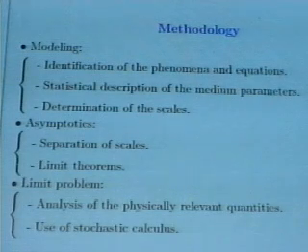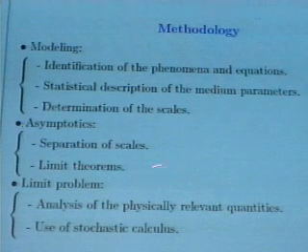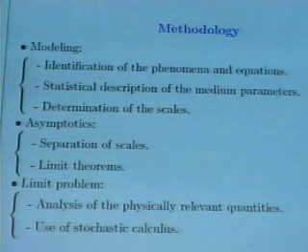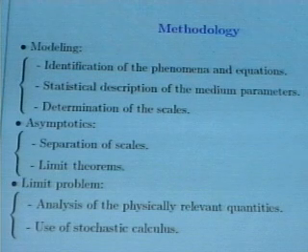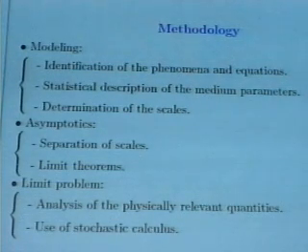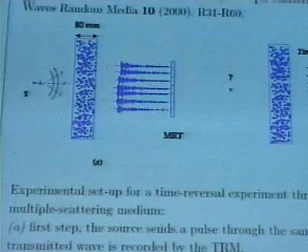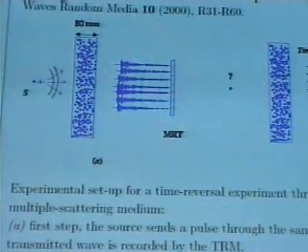And then you do your asymptotic analysis. That is to say, you try to separate the scales, if it is possible. What are the small parameters which you can observe in this problem, and you apply some limit theorems that I will describe. Eventually, you get a limit problem, and you try to analyze within this limit problem the physically relevant quantities.